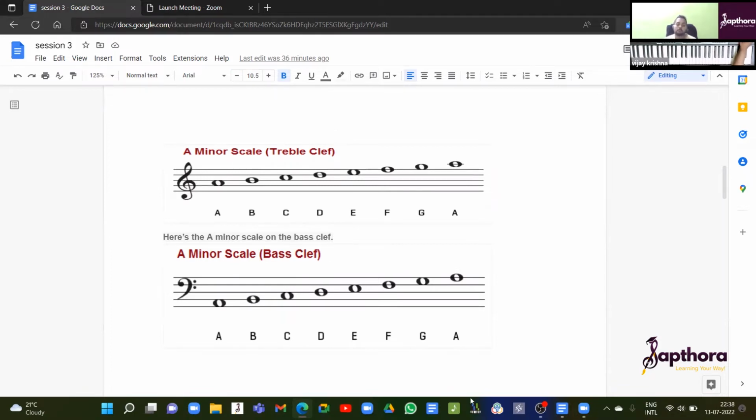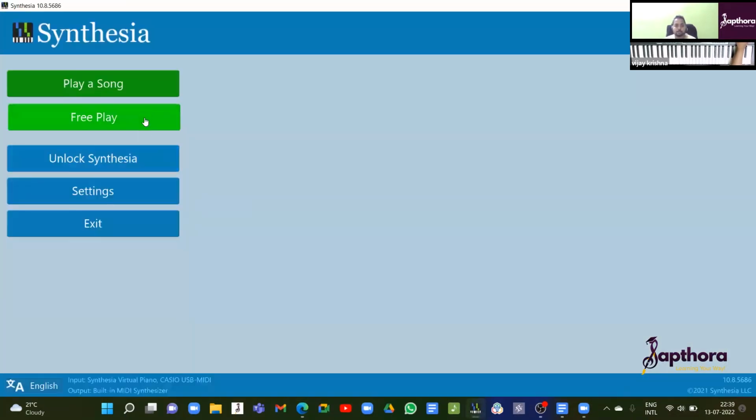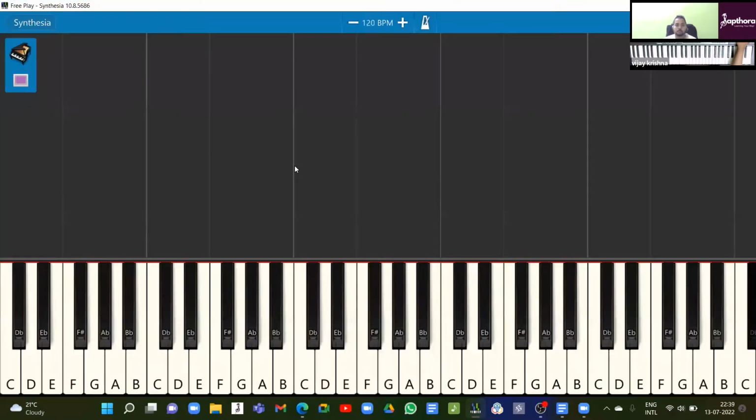Here quickly I'm going to my virtual piano to show you how the A minor scale looks. So here is my virtual piano. First we need to find the A note with your right hand. In the previous class we played the C major scale. This is the C major scale, and while playing this scale, we'll get the A note. We need to start from there for today's lesson.